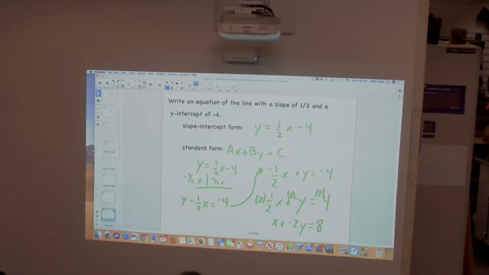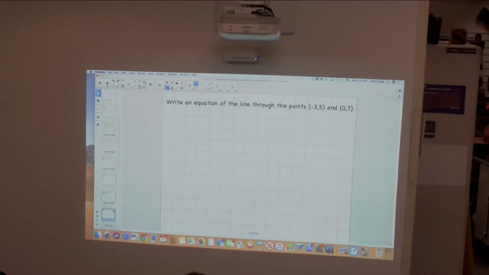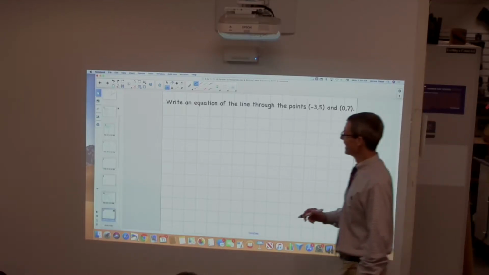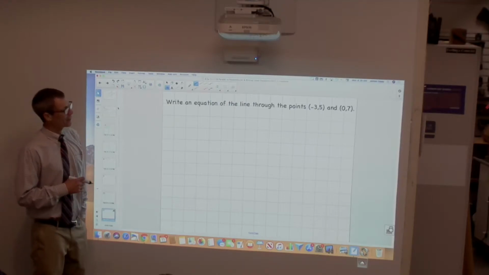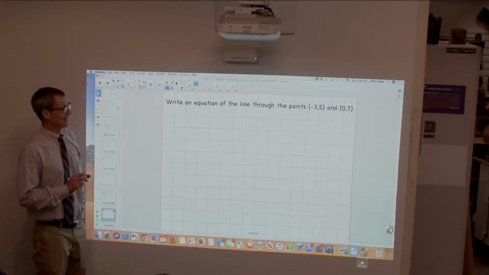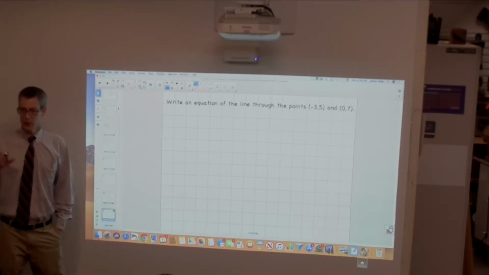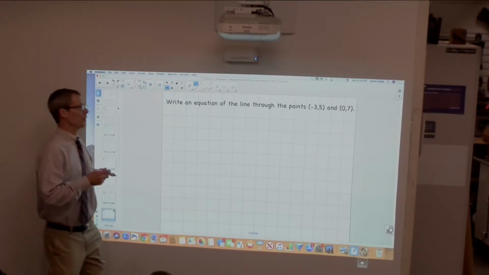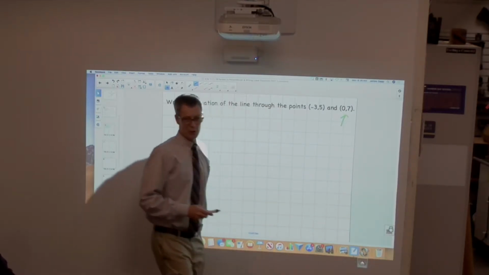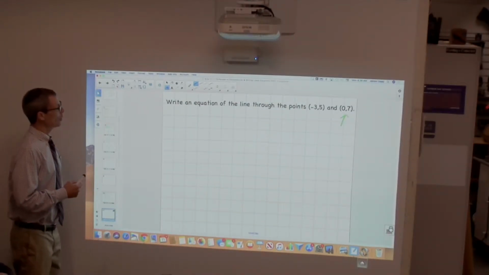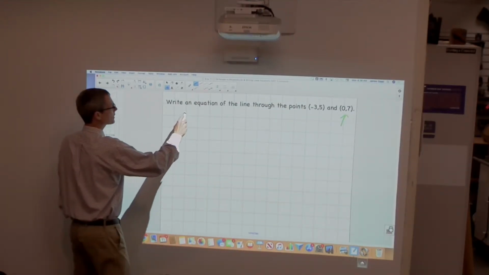Alright, but I'm gonna go to the next one so I don't get too distracted by the technology. Uh-oh. Here is the hardest problem so far. So, this is a little bit more difficult. Don't be alarmed, folks. The second point that I've given you was very strategic. So, the equation of the line through these points in slope-intercept form.